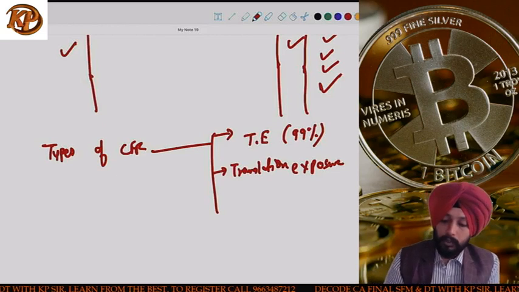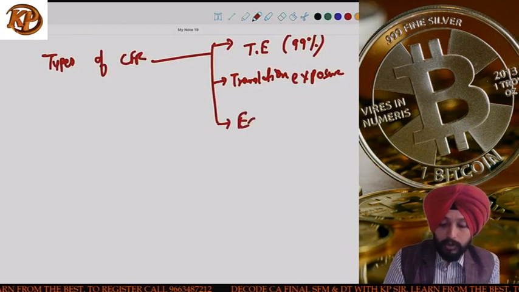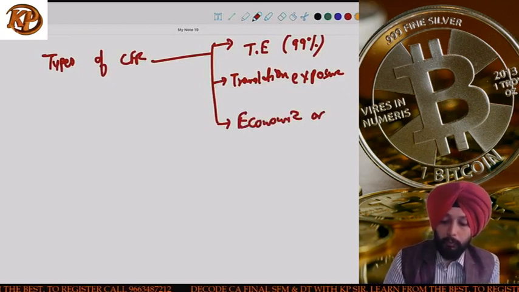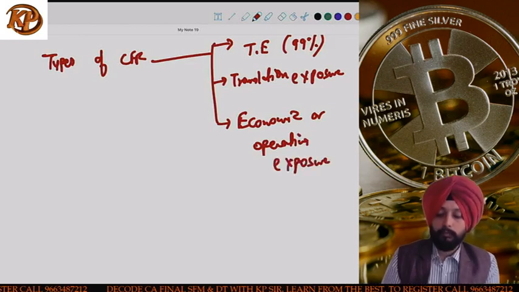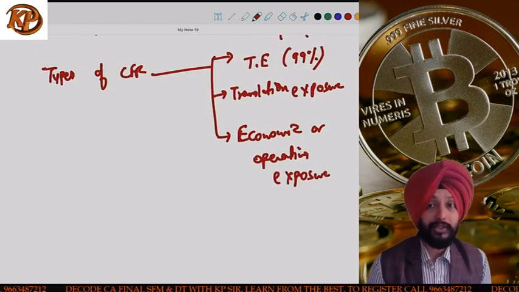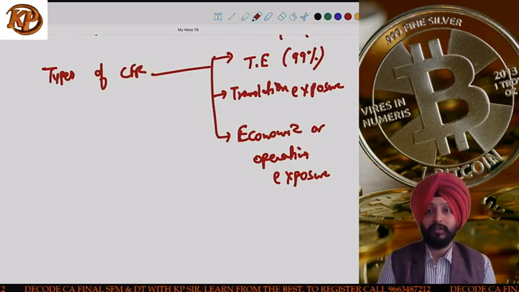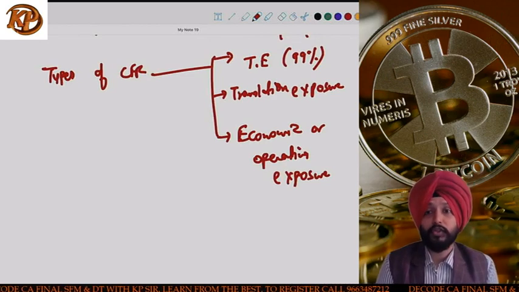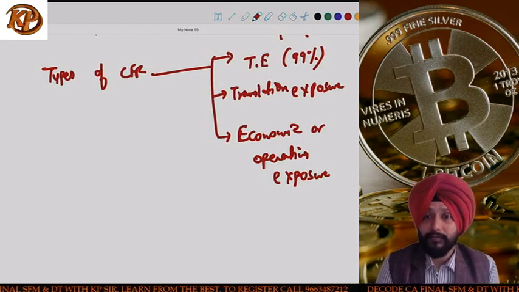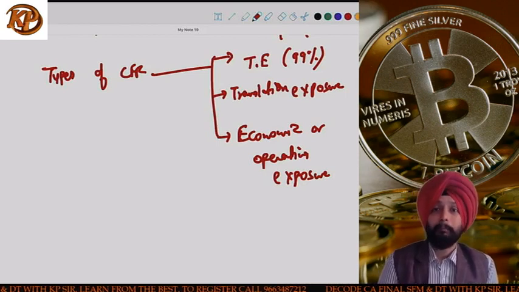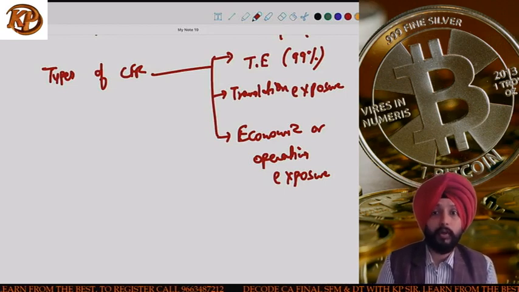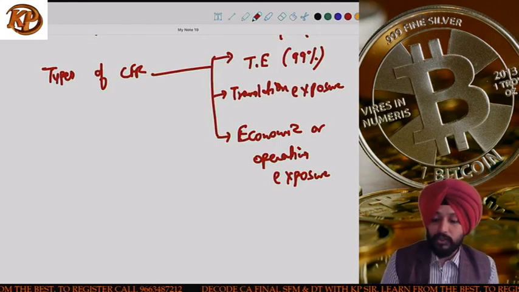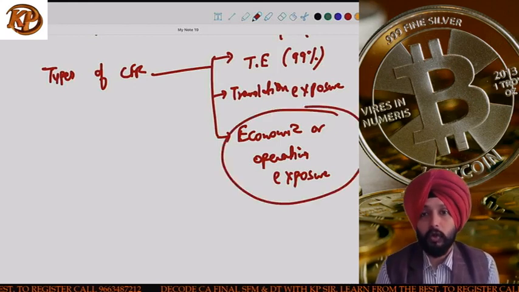Okay, the last exposure, guys, which is the most important point of discussion right now, is economic or operating exposure. Now remember one thing, guys, I told you that transaction exposure will arise when three conditions are cumulatively satisfied: there is a cross-border transaction, there is foreign currency invoicing, and the date of transaction and date of settlement are two different dates. But even if you don't satisfy these conditions, it does not mean you are not bothered about currency fluctuation risk. What happens in such cases is you are exposed to economic or operating exposure.